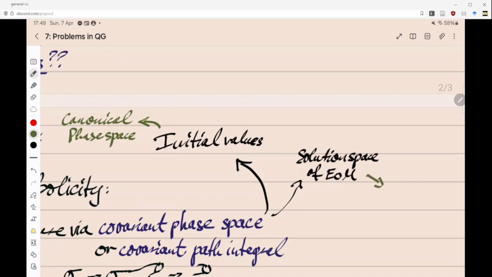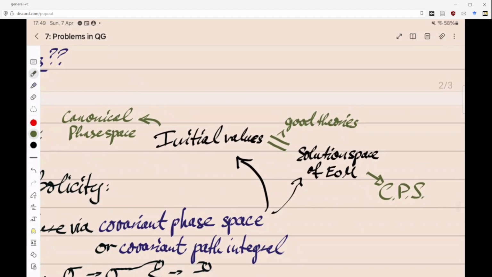Which gives you the covariant phase space. Now, for good theories, if you have something like an initial slice, so you have an idea of what initial values mean, then these two should be equivalent. So in principle, we can take the whole formalism we had so far, which was the canonical phase space picture, and we can just transfer all of the results to the covariant phase space formalism, where you still have a notion of symplectic structure, Poisson brackets, and so forth, and do the same things.